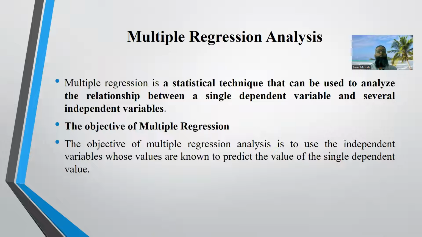So what is multiple regression analysis? Multiple regression is a statistical technique that can be used to analyze the relationship between a single dependent variable and several independent variables. What is the objective of multiple regression analysis? The objective is to use the independent variables, whose values are known, to predict the value of the single dependent variable.